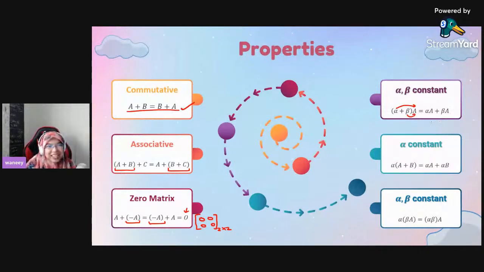Alpha A, beta A. Okay, alpha is a constant. So if you have alpha and then A plus B, it will be alpha A plus alpha B. And if you have alpha multiplied with beta A, you can actually take the constant outside, so it will be alpha beta A. So you times the constant first before you times with the matrix. It will be similar over here. Those are the few properties. Biasanya bila nak jawab soalan kita gunalah sikit property ni. Okay, next.